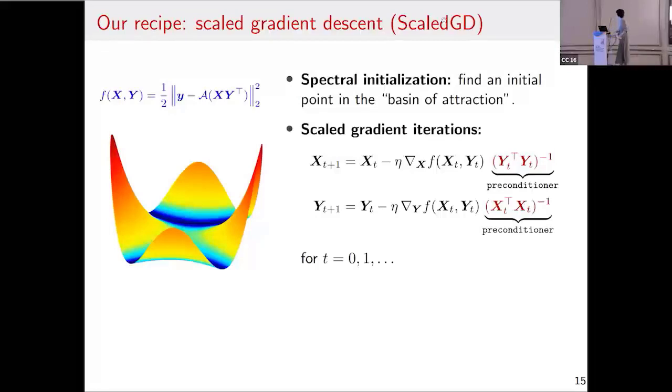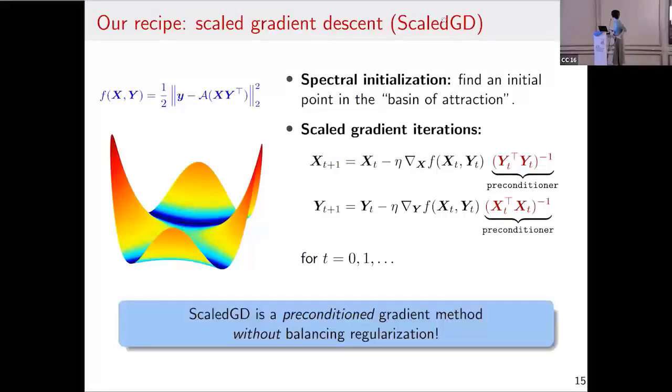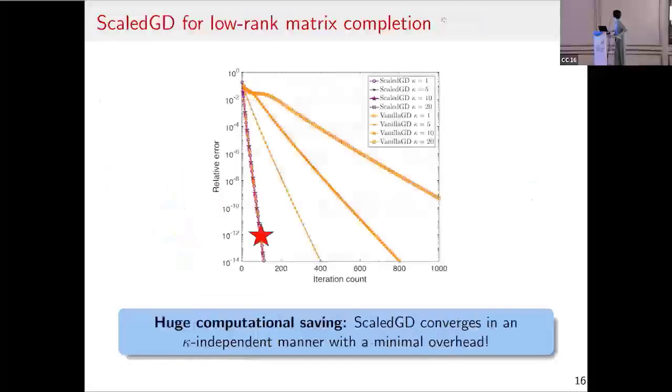All right, so that's the algorithm. And in fact, this can be thought of as a preconditioned gradient method. If you vectorize your parameters, this preconditioner essentially pops up in front of your gradient. So you can think of this also as some kind of quasi-Newton type of update.